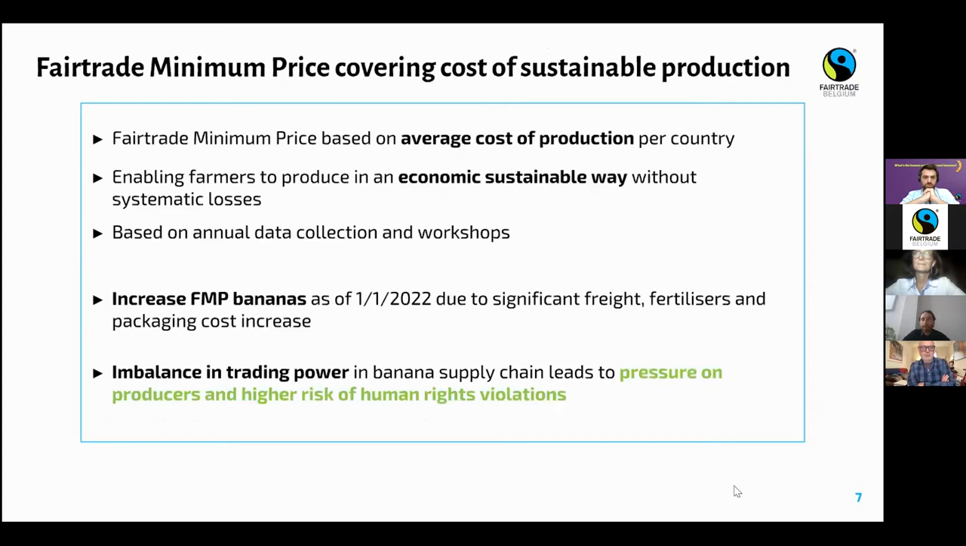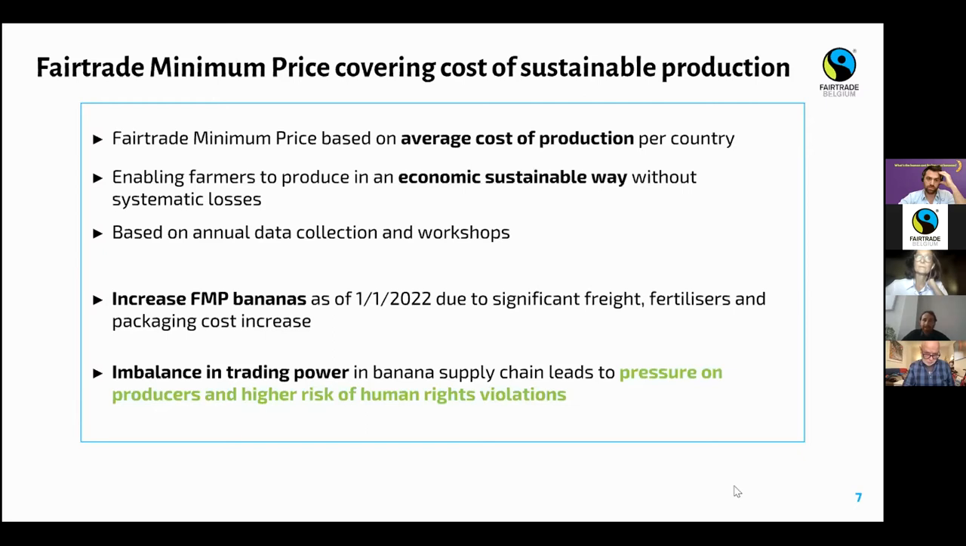Marike already spoke about the Fair Trade minimum price that was revised at the end of last year. So there are new Fair Trade minimum prices for bananas as of the 1st of January 2022. This revision is done on an annual basis, and that's needed because we know that the costs for freight, fertilizers and packaging increased tremendously last year. Fortunately, the Fair Trade minimum price protects the plantations and cooperatives from all these increases, and at least makes sure that they can produce in an economically sustainable way. That being said, the price increase as of 1st of January was based on data collected last year in August and September, so it's a bit outdated already because costs continue to increase.